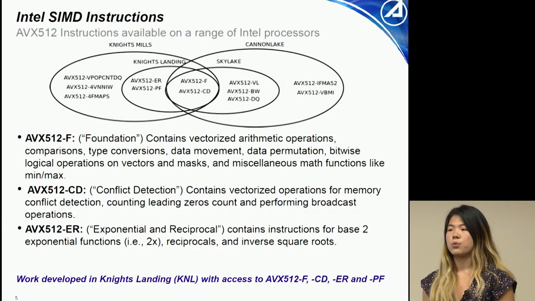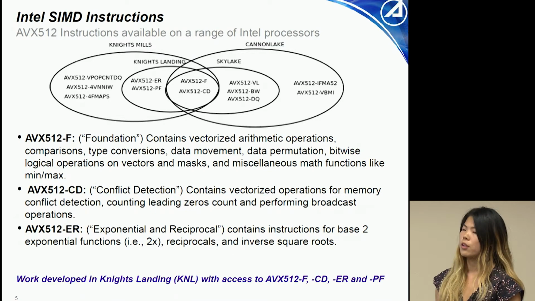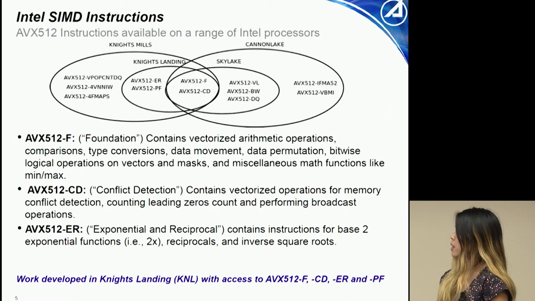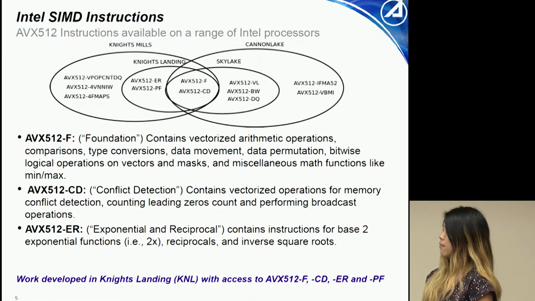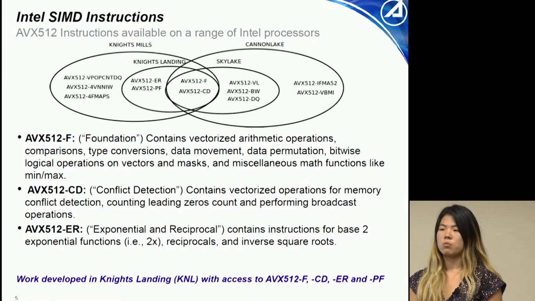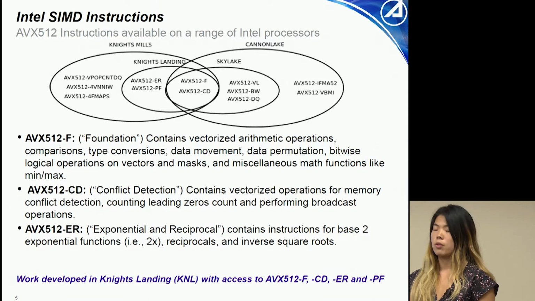So for AVX512, there are many different subsets of AVX512, and as I mentioned before, they're only operated on certain processors. So this plot right here shows the different subsets of AVX512 and which processors support them. As you can see, AVX512F and CD are common across all processors, and so these are the versions of AVX512 that we chose to target with our work.